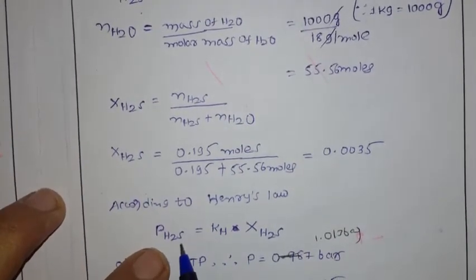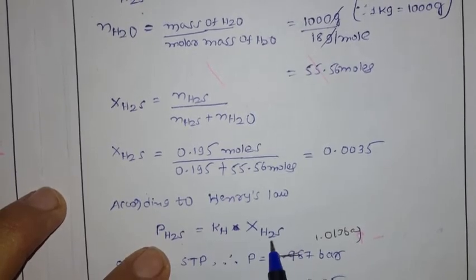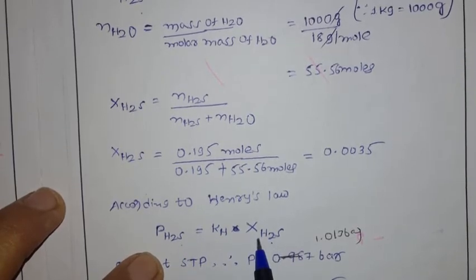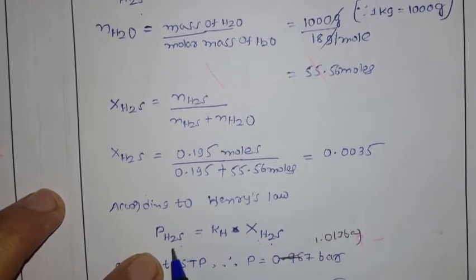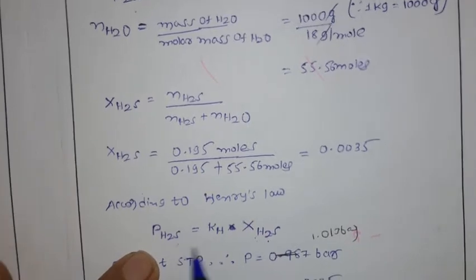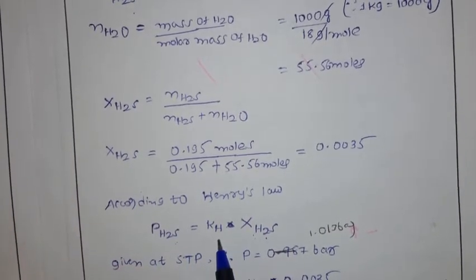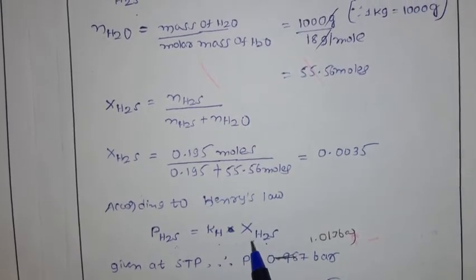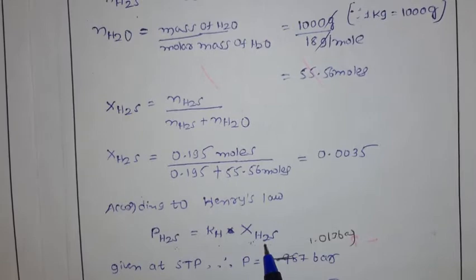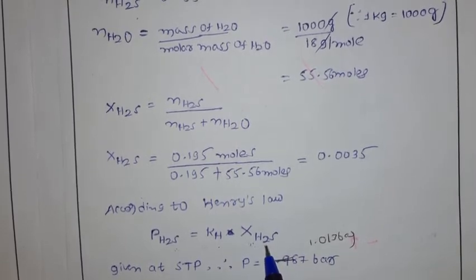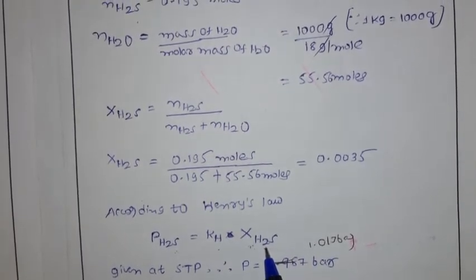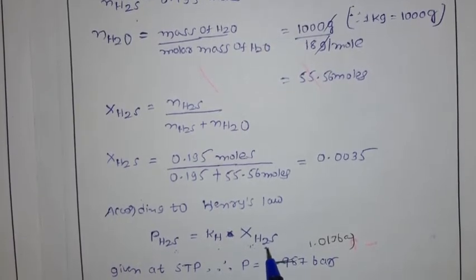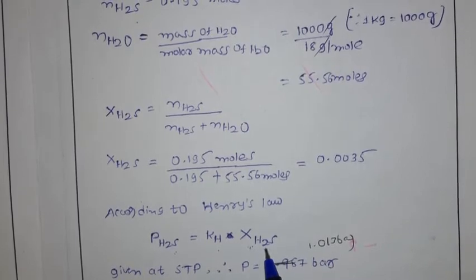Partial pressure of hydrogen sulfide equals Henry's constant into mole fraction of hydrogen sulfide. Okay. Already we discussed that Henry's law tells about the solute only, not the solvent mole fraction. This is the formula we have. So now, do we have the hydrogen sulfide mole fraction? It is not there. We have to calculate that one. Hydrogen sulfide mole fraction we have to calculate.